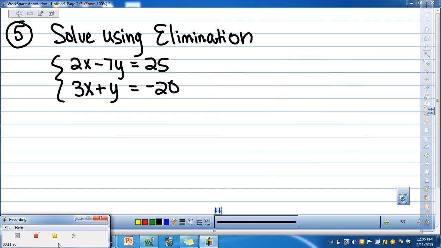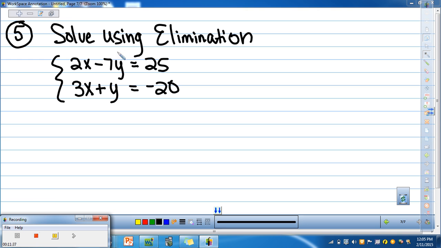Sometimes we have to make some changes to one or both of our equations before we can do this elimination method. Notice right away that if we add together the x terms, 2x plus 3x is 5x, so that doesn't eliminate. Negative 7y plus y is negative 6y, so that doesn't eliminate either. We need to make some changes so that we can get one of our variables eliminated when we combine them.